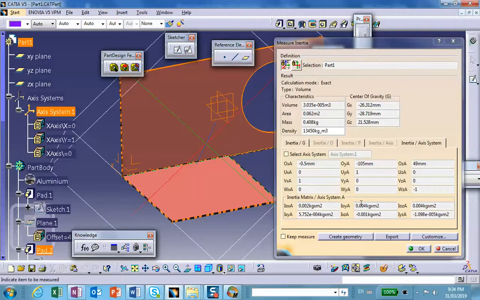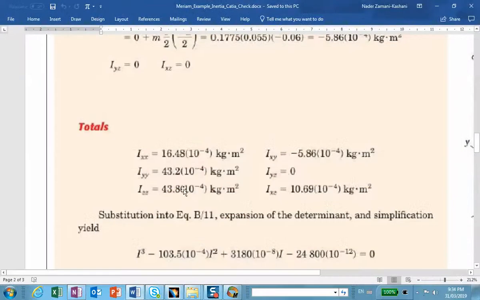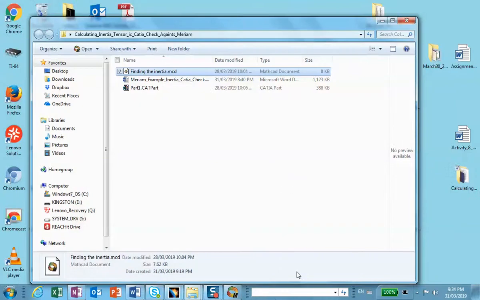So what I'm going to do instead is the following. Why don't I go and change my unit so that it shows it to you in the form of kilogram millimeter square? Okay, because there are some rounding issues involved here. So let me close this. Go to Tools, Options.